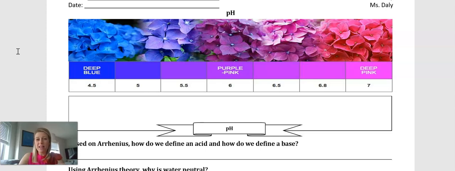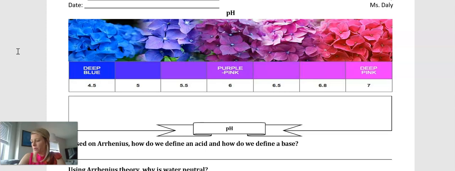This is one of my favorite lessons because we're finally getting to talk about pH, which I know is a term many of you have heard prior to this class, and you may know a little bit about the pH scale, but what we're going to do is dig a little bit deeper into what that really means. Let's go ahead and take a look.